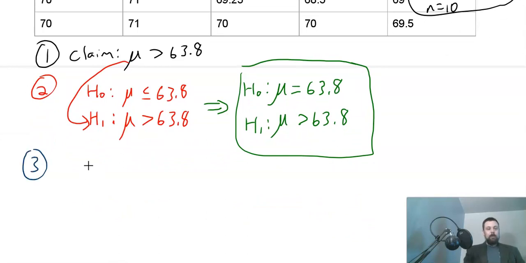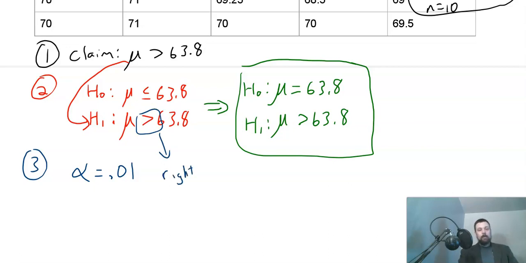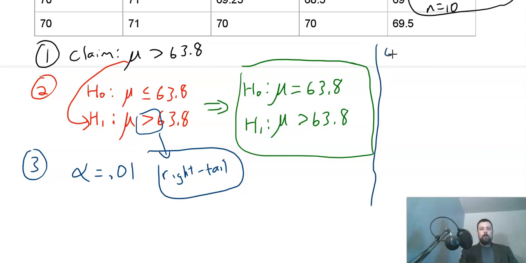Phase 3, identify alpha. In this problem, it was 0.01. And whether it's a left tail, right tail, or two tail test, you look at the alternative hypothesis. Greater than means this will be a right tail test. All right. And so that's phase 3. I guess I usually do this work over here.